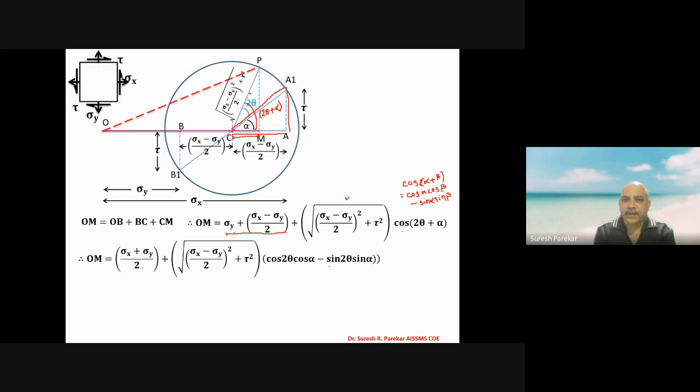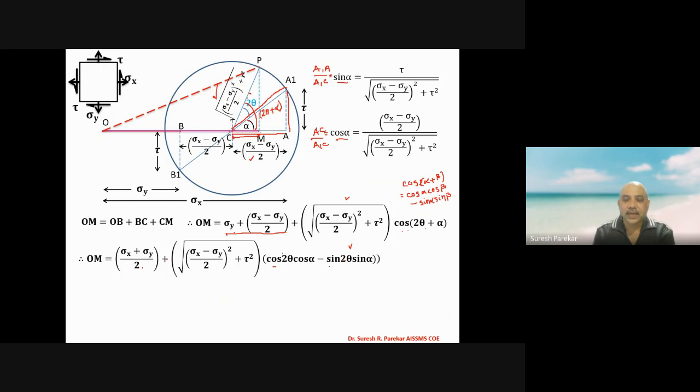Now if we find value of sin alpha and cos alpha, then sin alpha is equal to A1A divided by A1C, which is radius. And radius we have this value, root of sigma x minus sigma y by 2 whole square plus tau square, calculated from this triangle. And then cos alpha is equal to AC divided by A1C. So denominator of both are the same. And AC we have sigma x minus sigma y by 2. And then we will substitute sin alpha and cos alpha in this equation and separate these two terms.